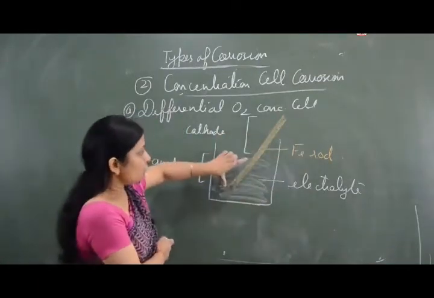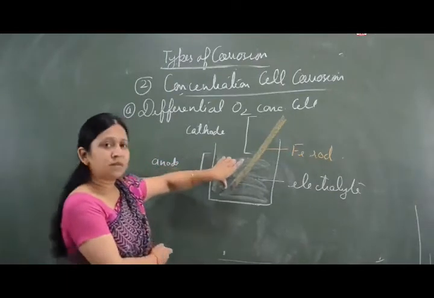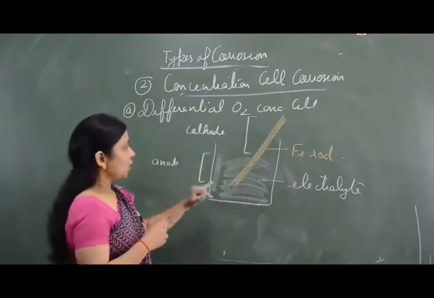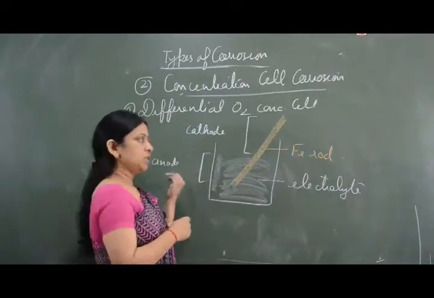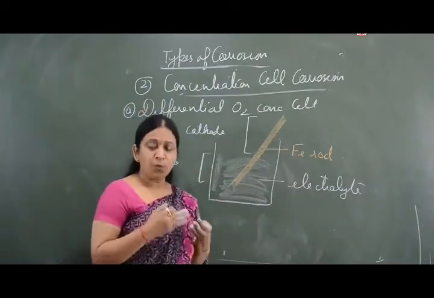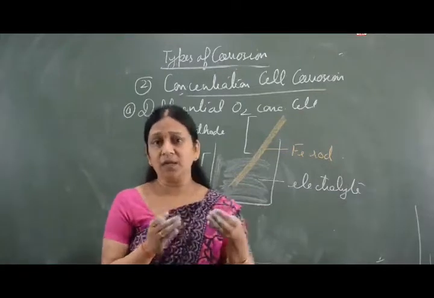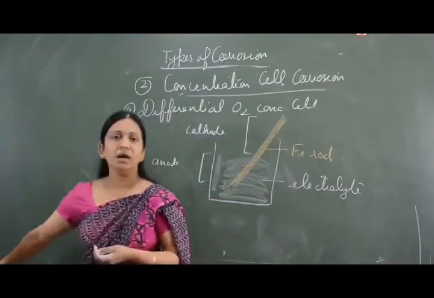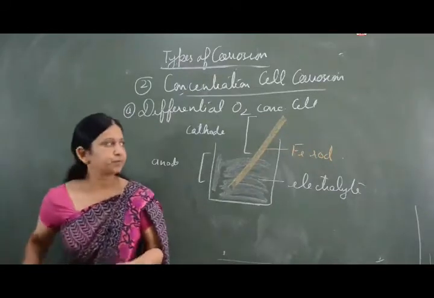The portion of the rod which is present inside the electrolyte, the oxygen supply is less, and because the oxygen supply is less, it is going to behave as anode. And once anodic and cathodic areas are separated, an electrochemical cell is set up and the metal undergoes corrosion.